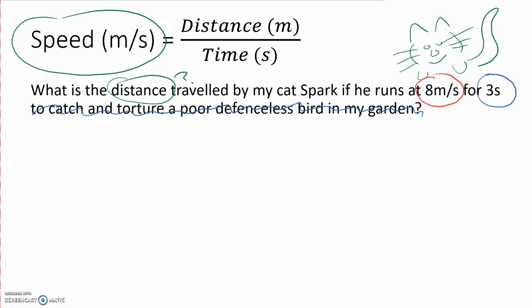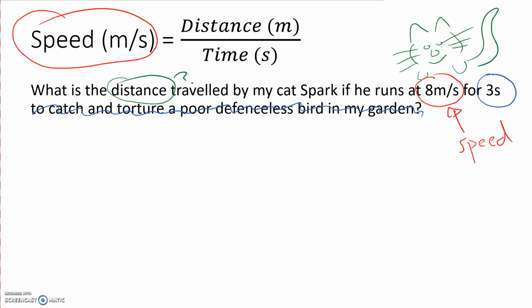Okay, now let's look at my equation. That's confusing because we've done different colours. What is the distance travelled by my cat Spark if he runs at 8 meters per second? Well, what's this 8 meters per second? Meters per second sounds like a speed to me. So I reckon that 8 meters per second is our speed. What's the 3s? Well, that's 3 seconds, isn't it? So 3 seconds sounds like our time in seconds. What's the distance? Well, we don't know the distance. The distance is the thing we're trying to find out. We don't know it yet.